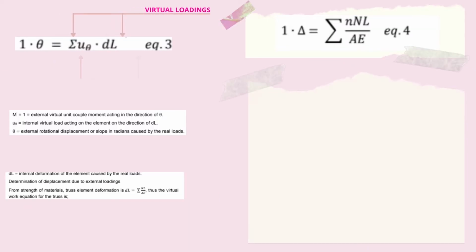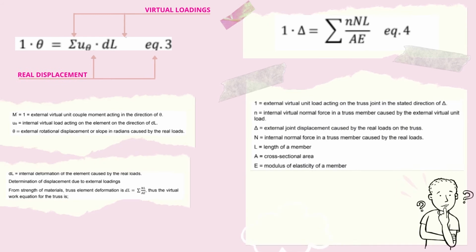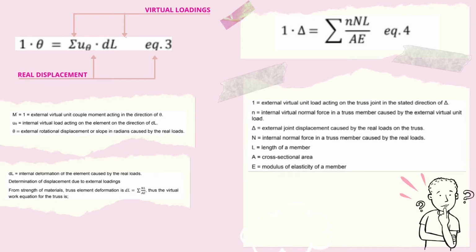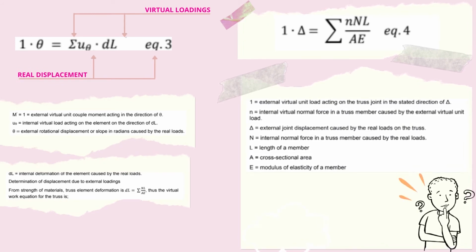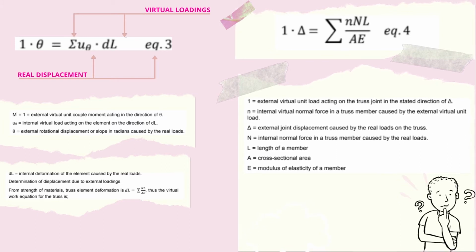In the same idea, 1 multiplied by theta is equal to the summation of u theta multiplied by dL, for equation number 3, where M equal to 1 is the external virtual unit couple moment acting in the direction of theta. u theta is the internal virtual load acting on the element in the direction of dL. Theta is the external rotational displacement or slope in radians caused by the real loads. dL is the internal deformation of the element caused by the real loads.